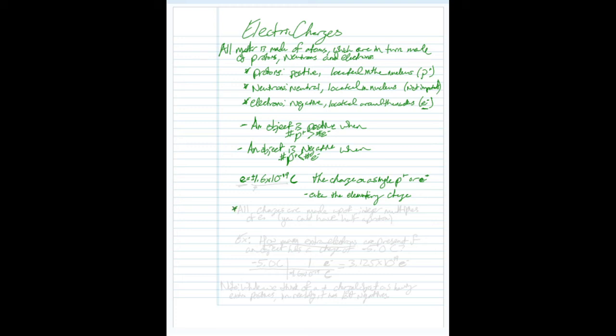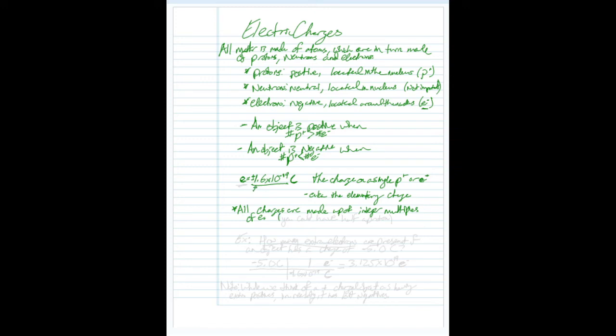This is the base unit of charge, which means that we cannot have an increment of charge that is not an even multiple of this. So all charges are made up of integer multiples of the elementary charge. We could have 1.6 times 10 to the negative 19, or 3.2 times 10 to the negative 19, or 4.8 times 10 to the negative 19. Any integer multiple of that number.